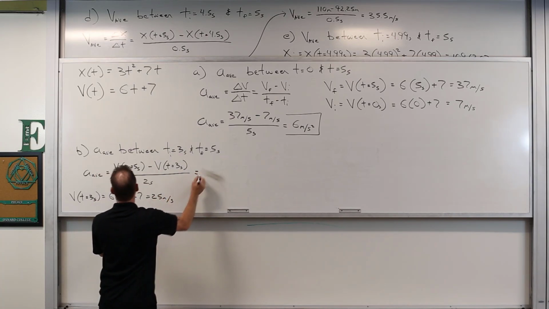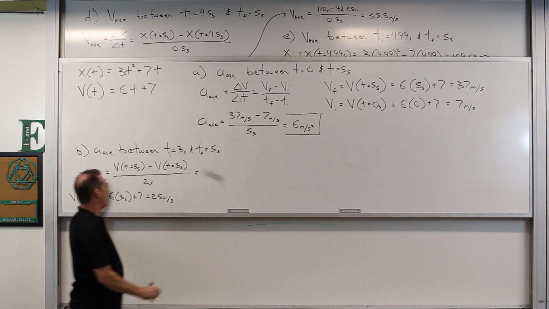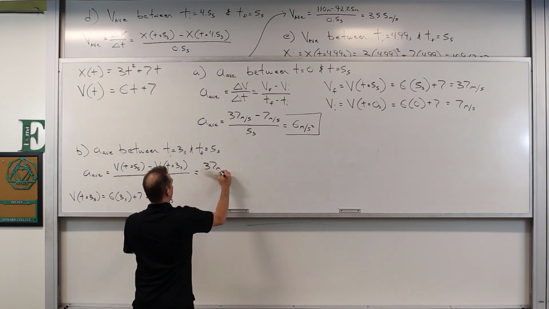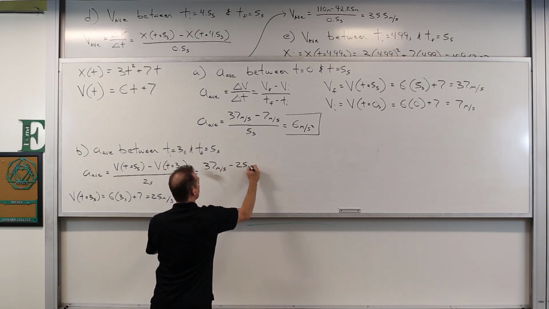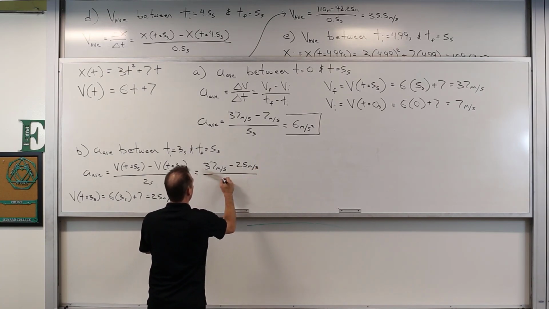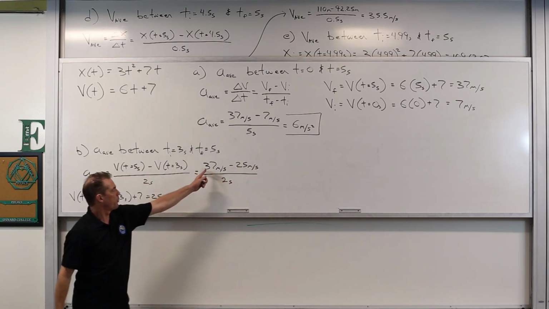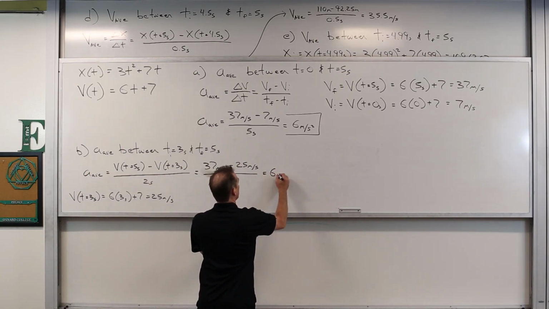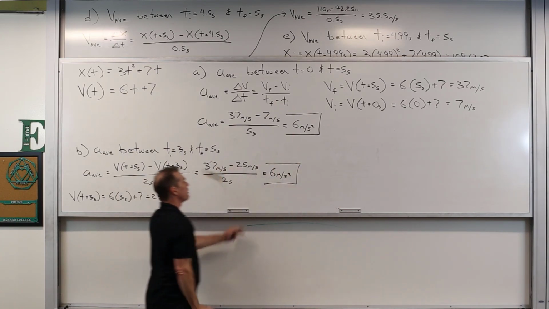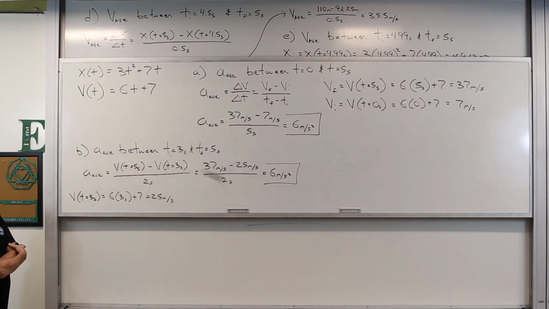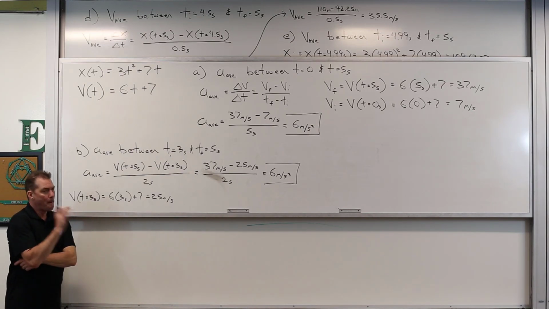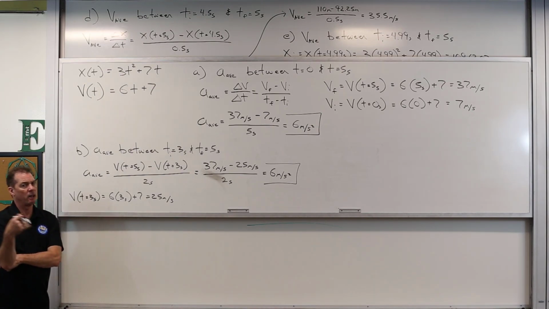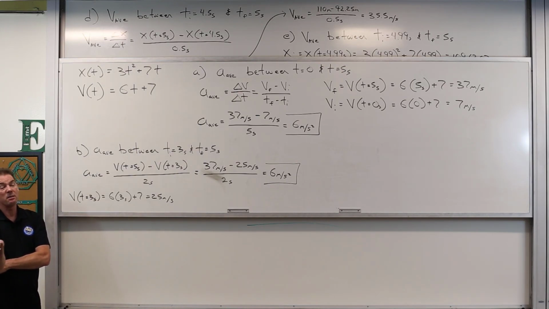25 meters per second. So the average acceleration is going to be 37 meters per second minus 25 meters per second divided by 2 seconds. Well, 37 minus 25, that's 12. 12 divided by 2, that's 6. 6 meters per second squared. We got the same value. Does that mean that the acceleration is constant? Possibly. Could be a coincidence, but it is possible.